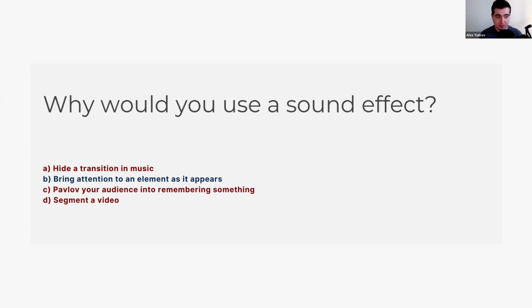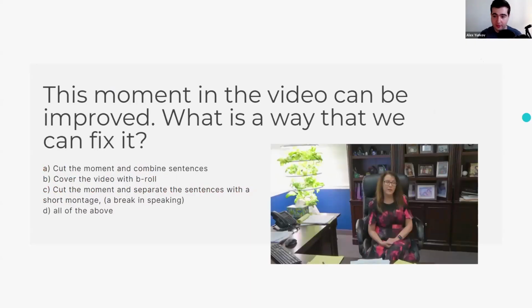Next, we're going to look at a specific video and some potential ways to fix it. So this moment in the video can be improved, and what is a way that we can fix it? Can we cut the moment and combine sentences? Can we cover the video with B-roll? Can we cut the moment and separate the sentences? Kind of like what I did with that Scott video where it went to black. I separated the sentences with a short montage. In other words, should we do a break in the speaking, or could we do all of the above?